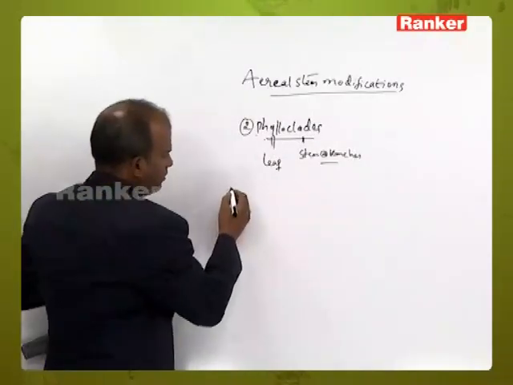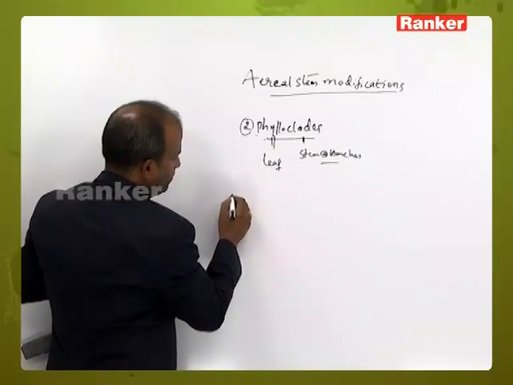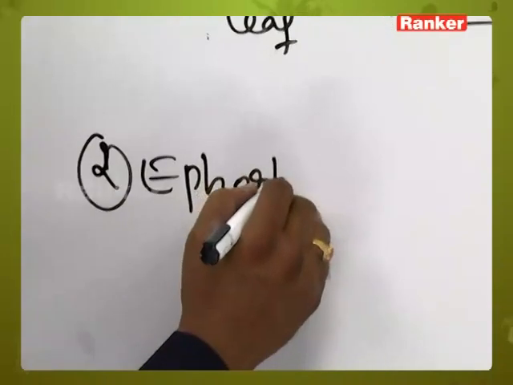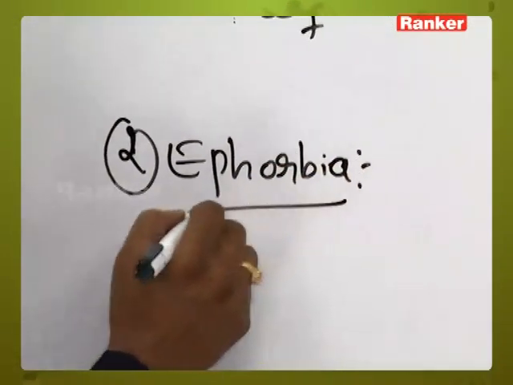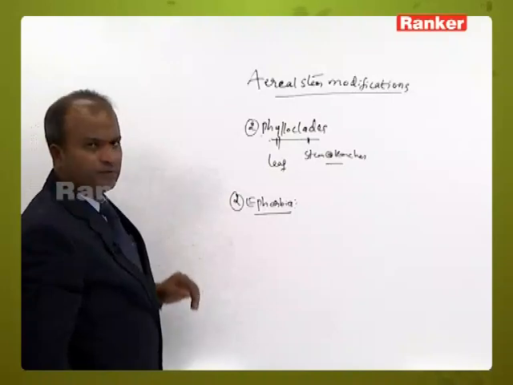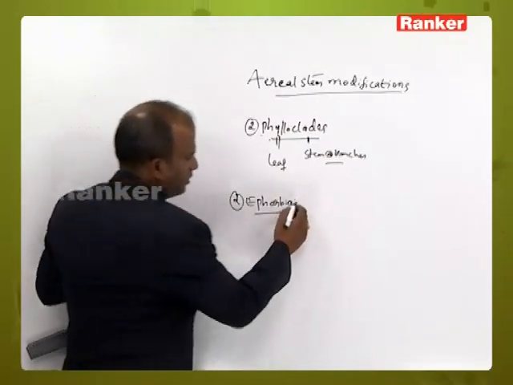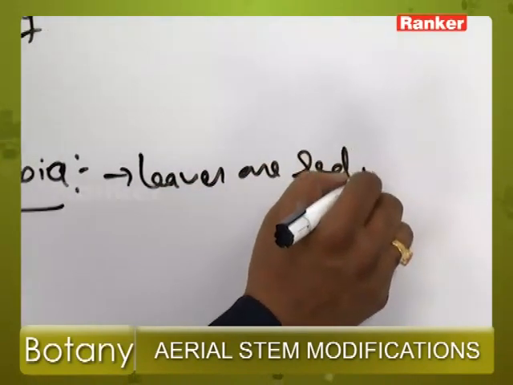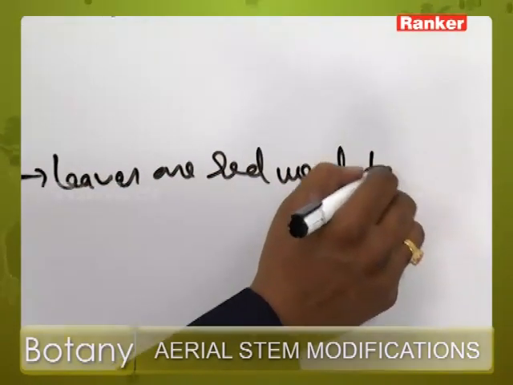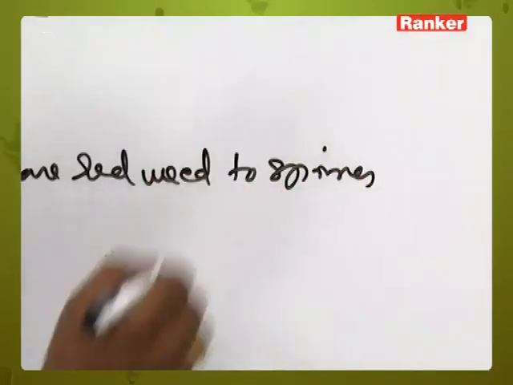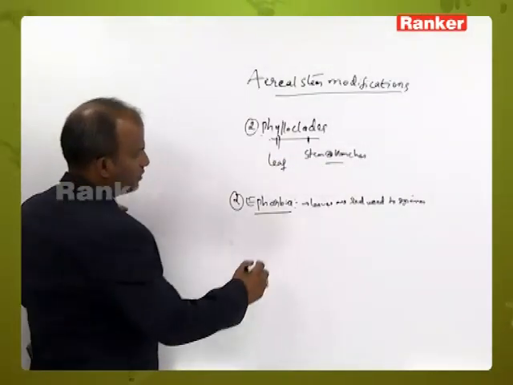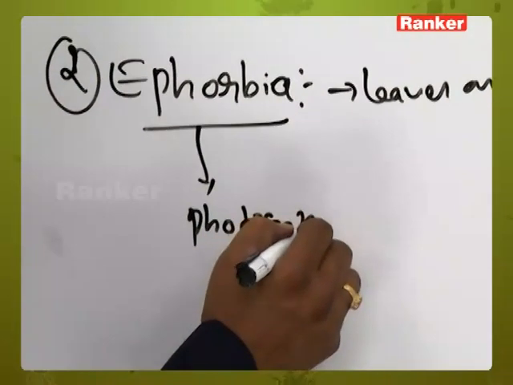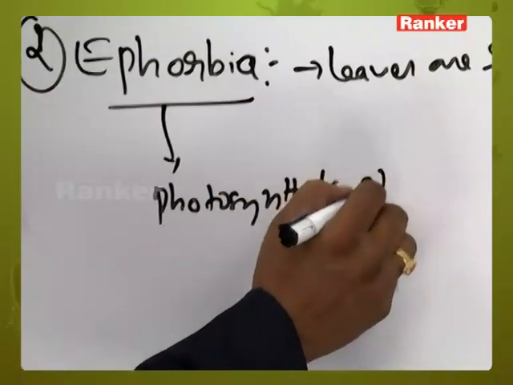So the next example, the second example, is Euphorbia. In Euphorbia, the leaves are reduced to spines. In this, leaves are reduced to spines. That means, which one is the photosynthetic structure?